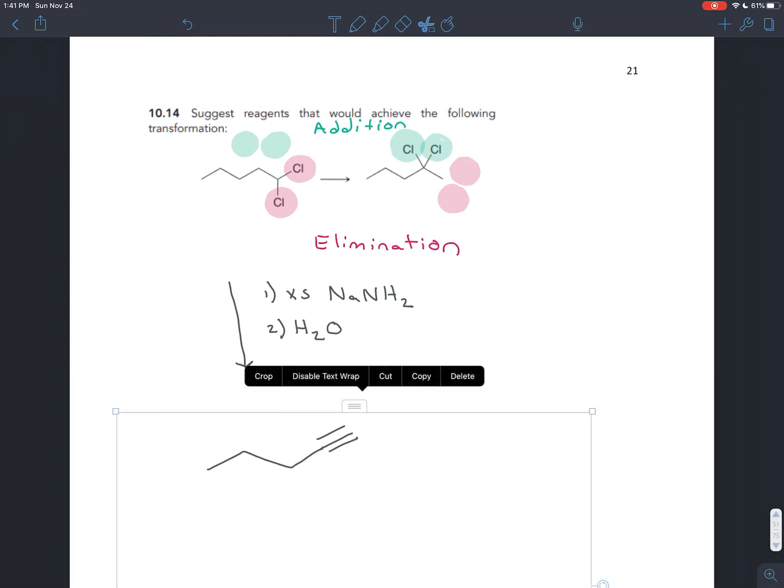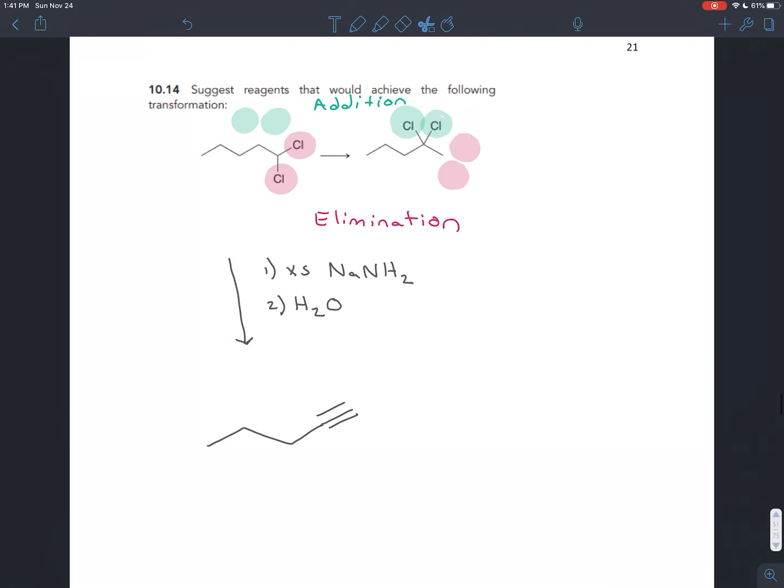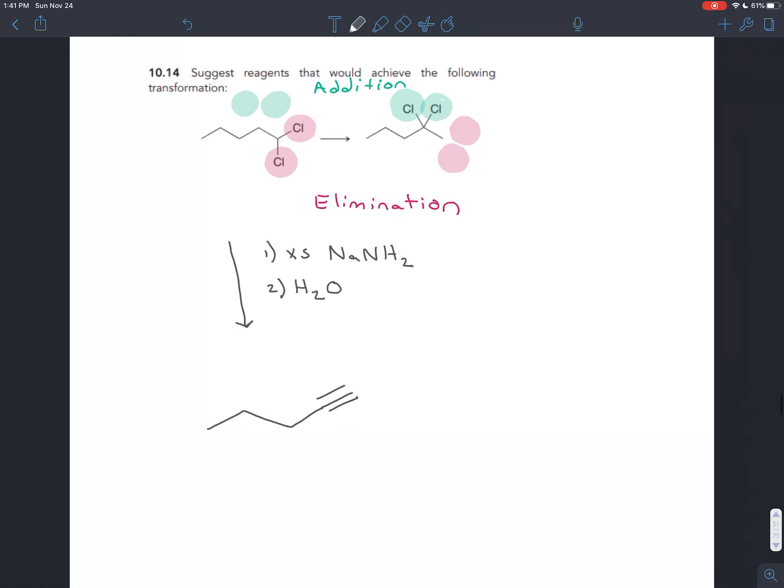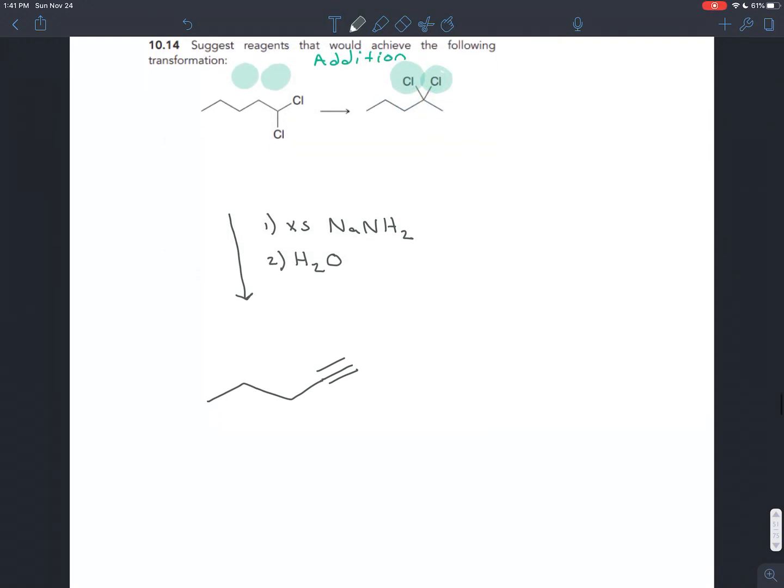Okay, well that's what we have after that first step. But that's not what we want. We want this other molecule that has these chlorines on it. So we've done our elimination. What do we do now? Well, we know we still have to do addition. We want to add 2 chlorines.